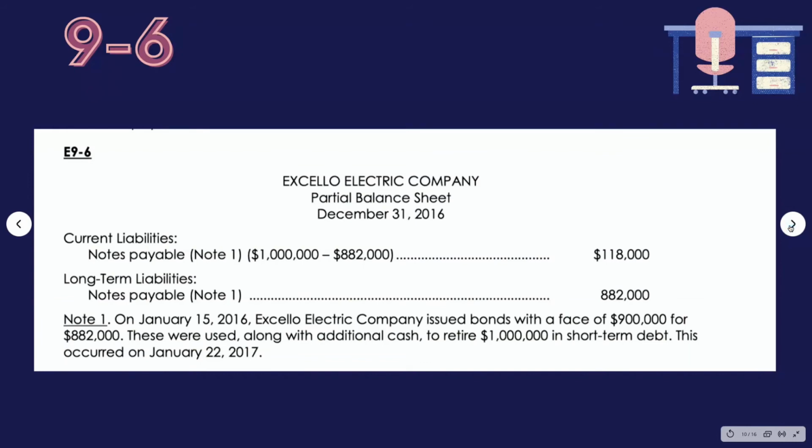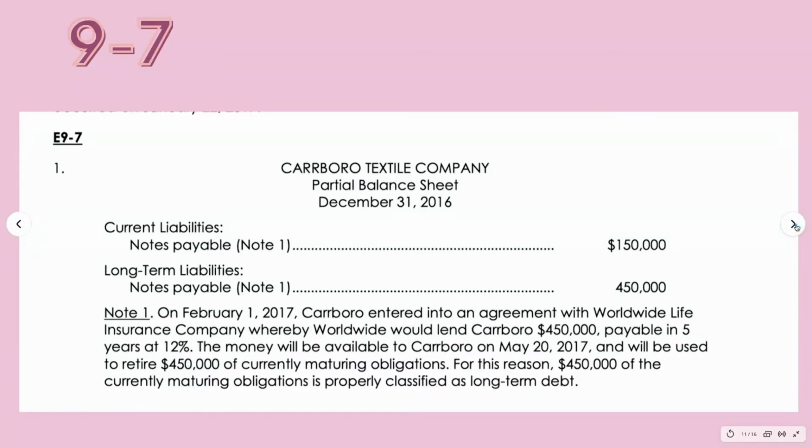Then if we move to 9-6, you'll see something similar with notes payable, and then you actually see here the footnote disclosure that is part of the financial statements, and that is required. This would be a little separate in the actual footnotes, with typically the first footnote being a summary of significant accounting policies. Then we move on to exercise 9-7, where we're still doing the same thing. We're classifying the current and long-term portions of the notes payable.